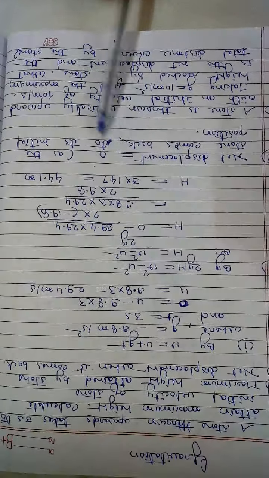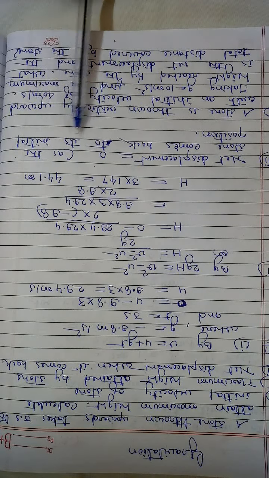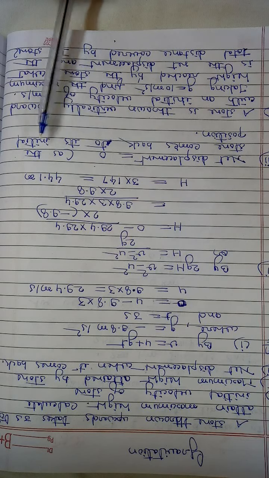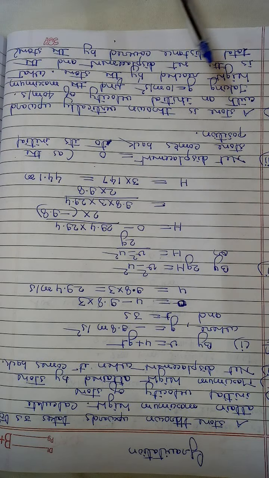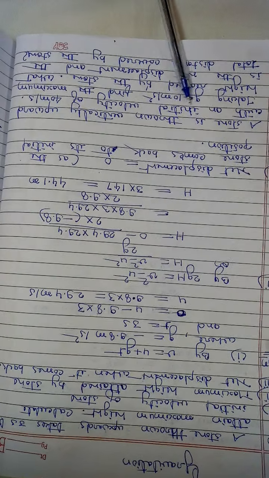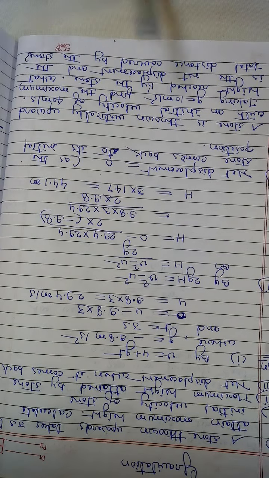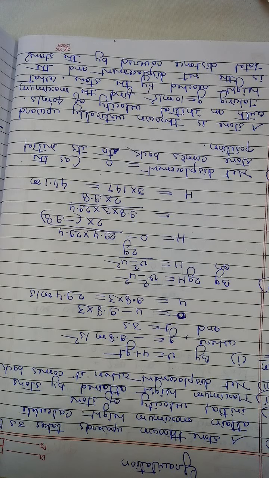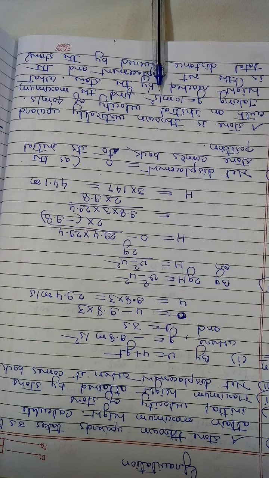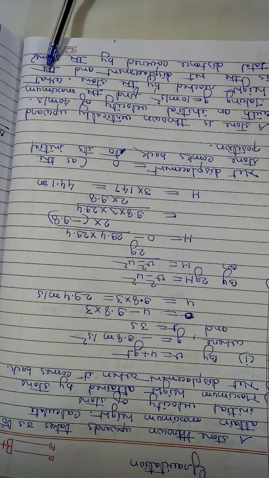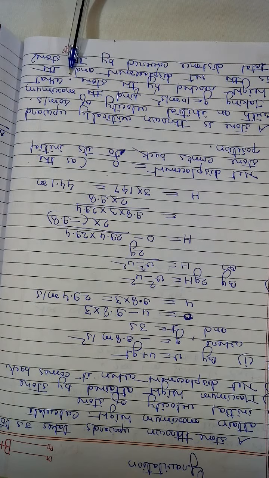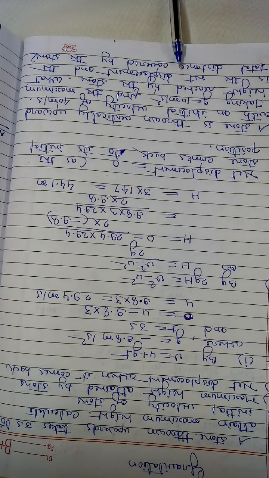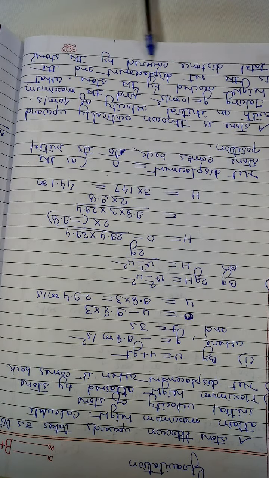Now the net displacement will be 0 as the stone comes back to its initial position. Now we are coming to the next question. A stone is thrown vertically upward with an initial velocity of 40 meter per second. Taking G equals 10 meter per second square, find the maximum height reached by the stone. What is the net displacement and the total distance covered by the stone?